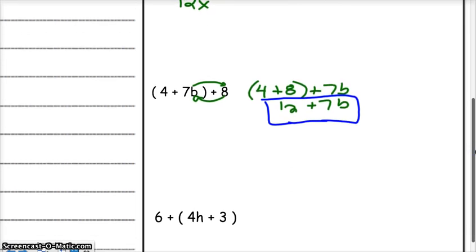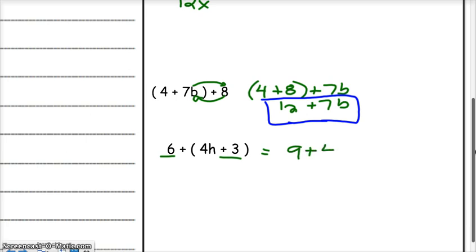6 plus 4h plus 3. Now, I'm not going to show you the major regrouping here, but I just know I can add any way I want. So I can go 6 plus 3 is 9 plus 4h. Can I combine them, class? No. Why can I not combine them? There is no h on the 9. If there was an h on the 9, I could combine them. So I leave it like that.